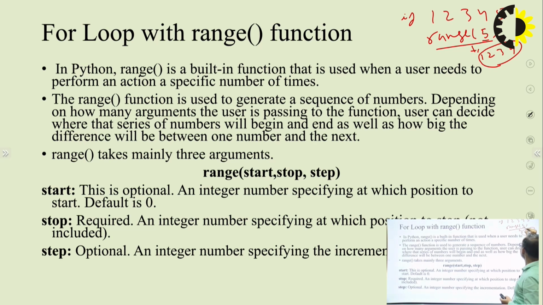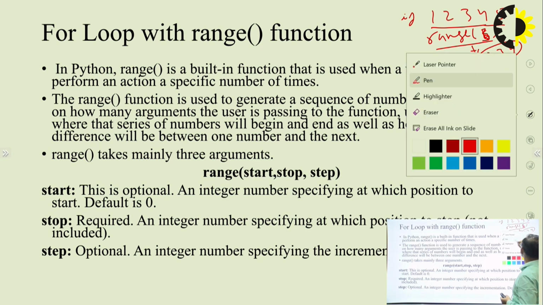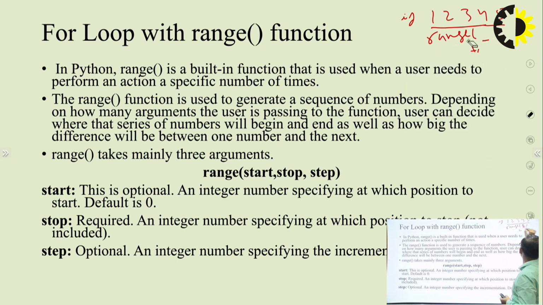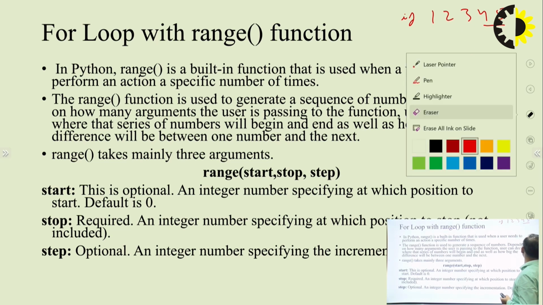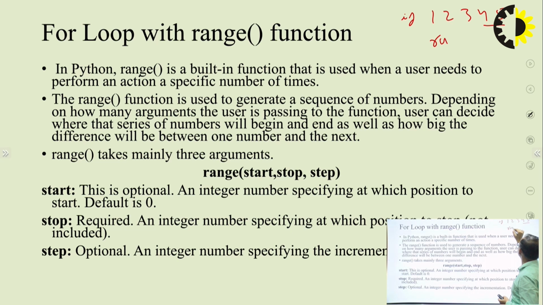So if I am passing the value 5 here, then 1 2 3 4 will be printed. If I have to print 1 2 3 4 5, then I need to change it to 6. Okay, so in case of 6, 5 will be printed. So for this purpose, if I write 6 here, then it will print from here.